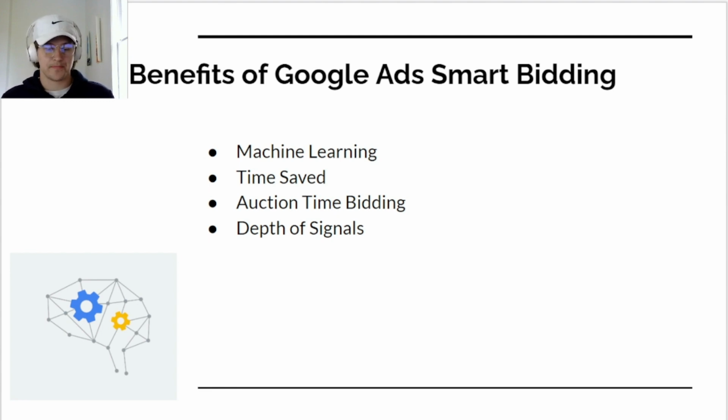With that said, there are a ton of really great benefits towards smart bidding and automated bidding, right? The goal of most marketing campaigns is ultimately to reach the right user with the right message at the right time.